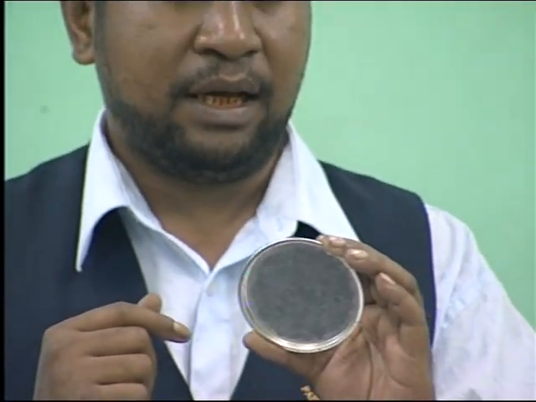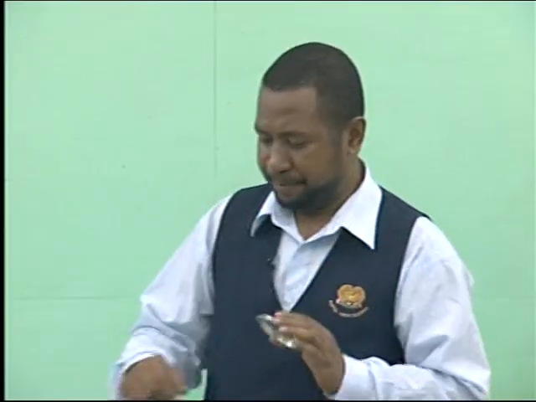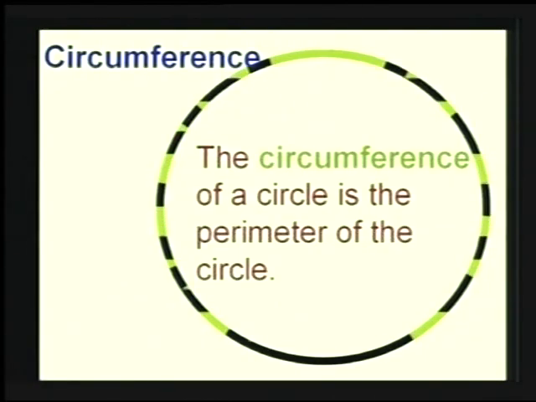Roti. The diameter divides the circle into two semicircles. Yes. Now, look at the screen. We said the circumference of a circle is the perimeter of the circle, or the boundary around the circle, or the length around the circle. Now let's look at diameter. What is diameter?